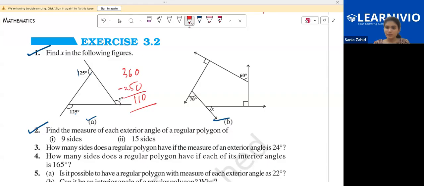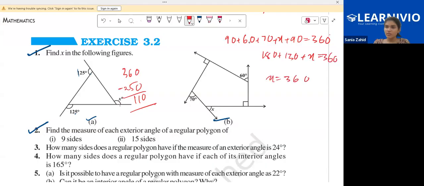I got 50 degrees for X. 90 plus 60 plus 70 plus X plus 90 should give you 360. So X should be equal to 360 minus 210. No, it's more than 50 degrees. It's not 50. Oh, no, wait. Yeah, it's 50 only. So 110 degrees and 50 degrees, right?